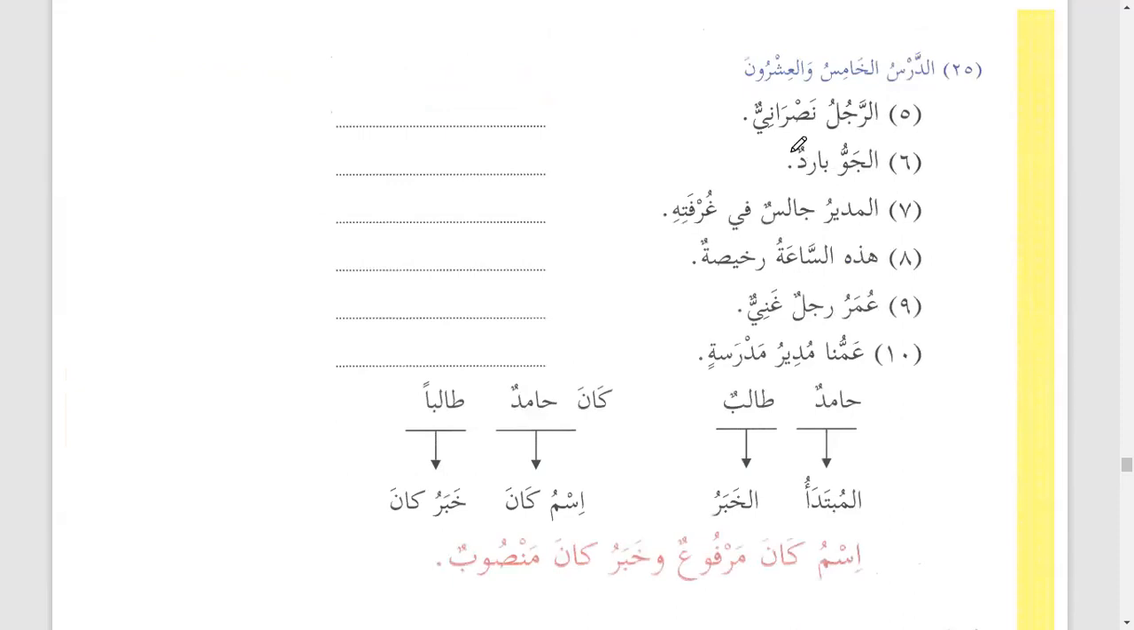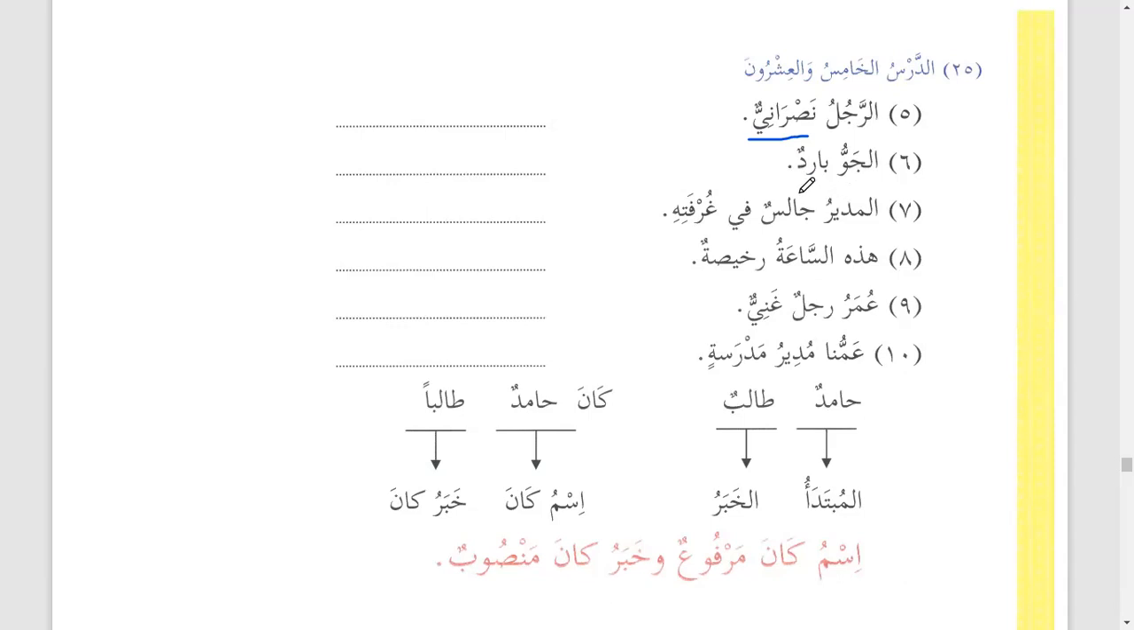Ar-rajulu nasraniyun. Nasrani, we have learned about it. Kana ar-rajulu nasraniyan. What's the meaning of nasraniyun? Christian, yes. The man is a Christian, and kana ar-rajulu nasraniyan. The man was a Christian. If you remember, nasraniyun is singular and the plural is nasara.